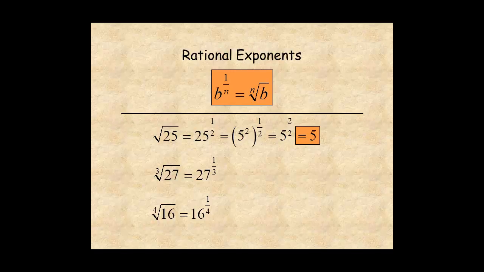Also, for 27 to the 1/3, rewrite 27 as 3 to the 3. Then multiply the exponents for 3 to the power of 3 over 3, which is 3 to the 1. So 27 to the 1 over 3 power is equal to 3.